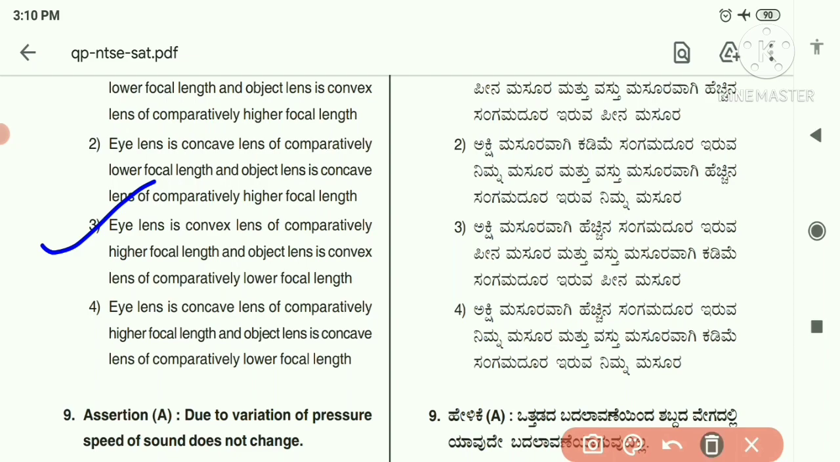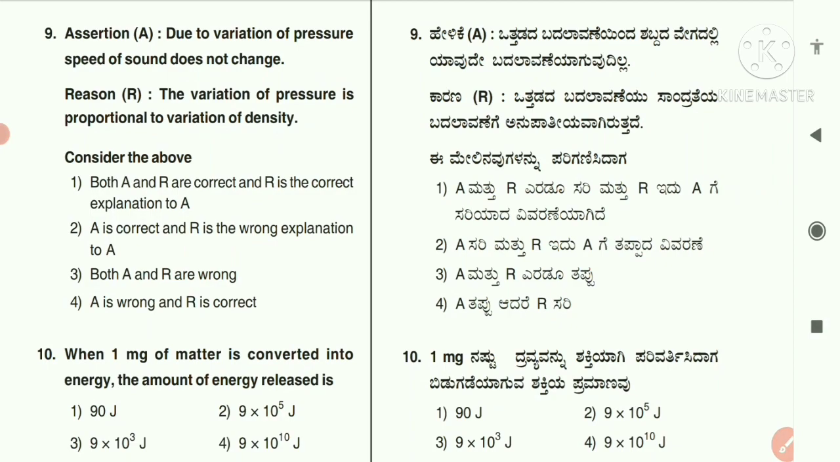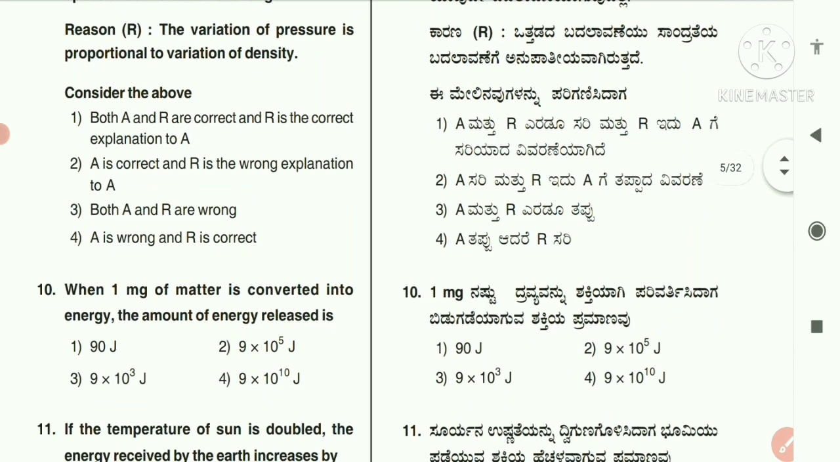Okay, now go to the next question. It is also given as assertion and reason. First, read the assertion: due to variation of pressure, the speed of sound does not change. Reason R: the variation of pressure is proportional to the variation of density. Consider the above. Options: first, both A and R are correct and R is the correct explanation of A. Second, A is correct and R is not the correct explanation of A. Option 3, both A and R are wrong. Option 4, A is wrong and R is correct.